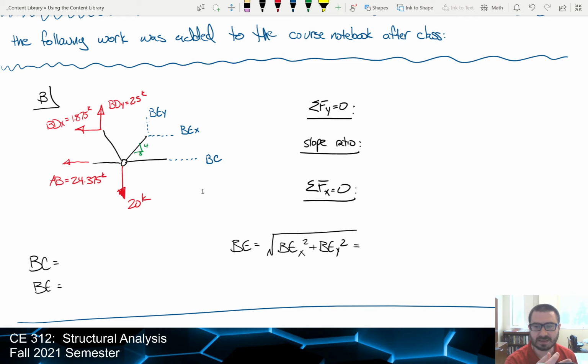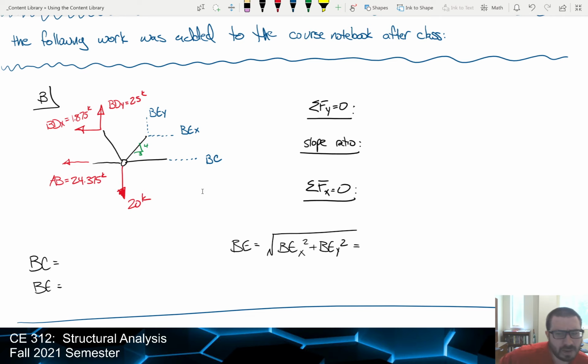For joint B, I went ahead and drew the joint. I drew the 20 kip load that's acting downward at joint B, and I drew the known forces that we've already solved for. We solved for member AB from our analysis of joint A, and we solved for member BD from our analysis of joint D. Now member AB was in tension, so that 24.375 kips is being drawn to the left, and member BD is also in tension, so that's why the force is going up and to the left. And those are opposite from what are in the joint analyses on the opposing side. So for joint A, for instance, you'll see that force going to the right for AB.